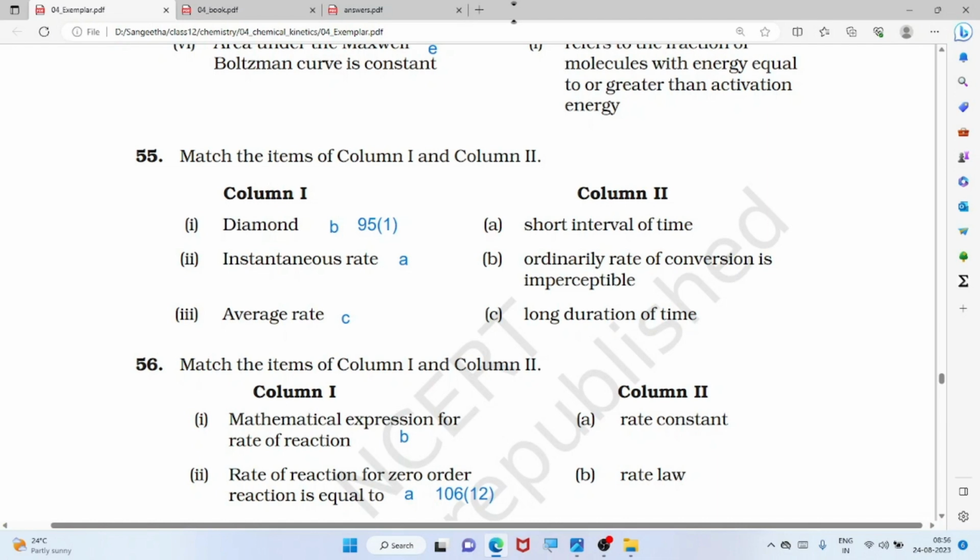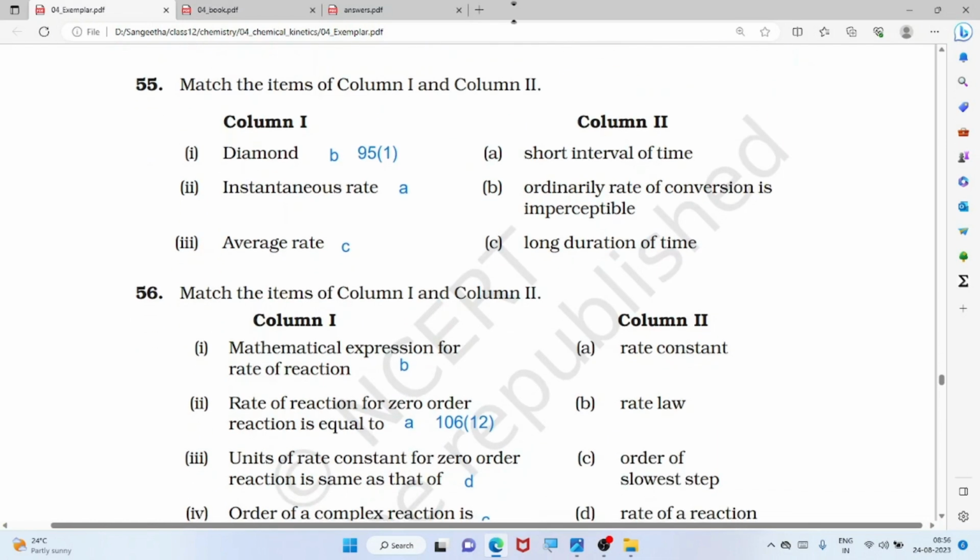Match the items of the diamond. Diamond ordinarily, the rate of conversion is imperceptible, very slow. Okay, that is the instantaneous rate, short interval of time; average rate, long duration of time.